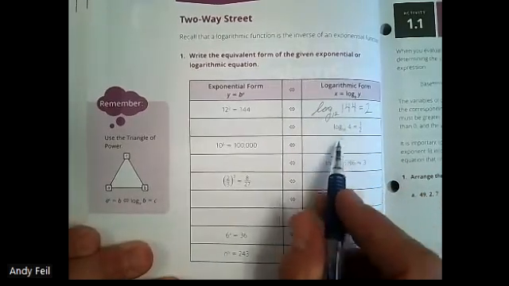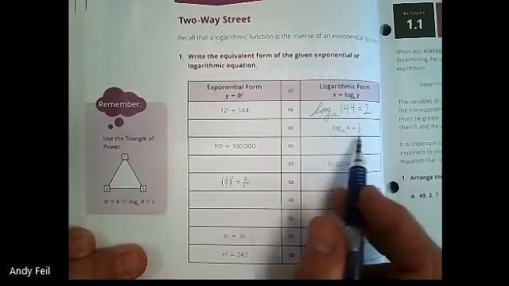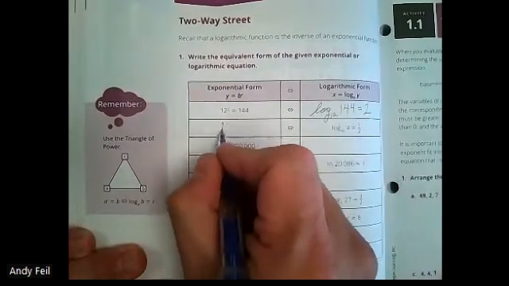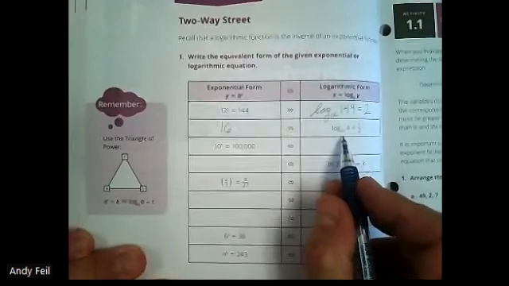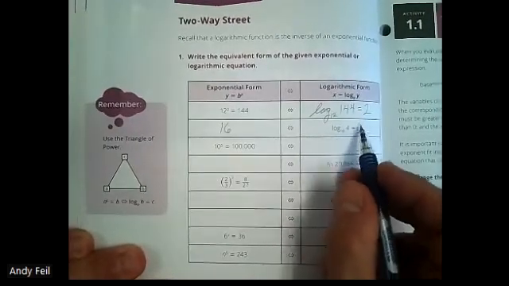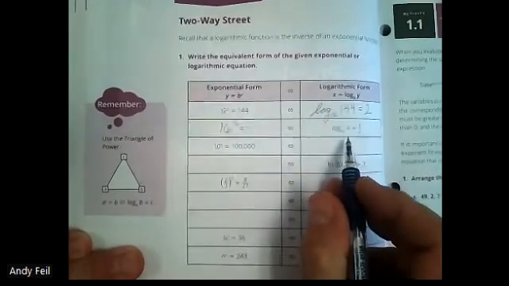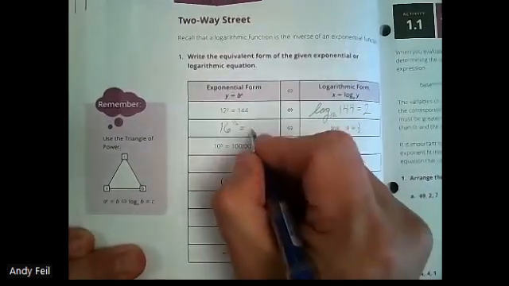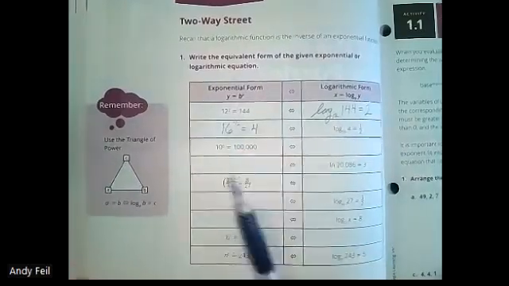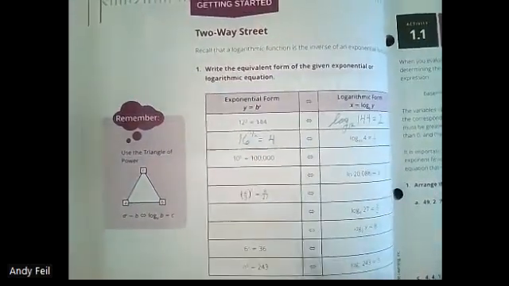Look at this one. What's the base? 16 raised to the exponent. The exponent is the log. What's the log? 1/2. 16 to the 1/2 power is equal to the argument, which is 4. Not too bad.